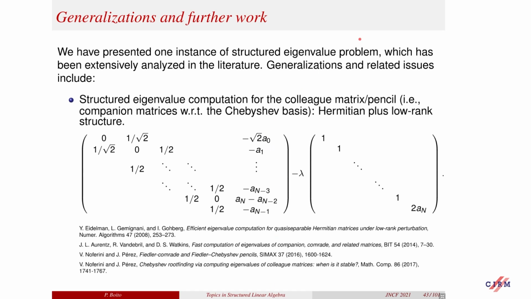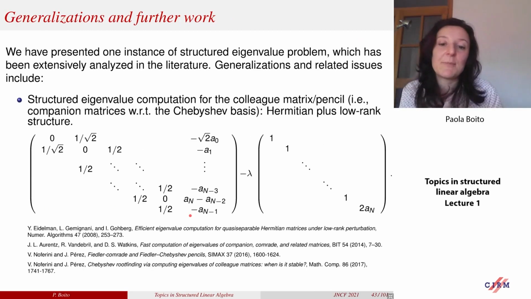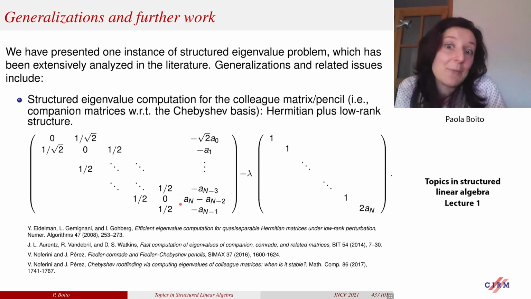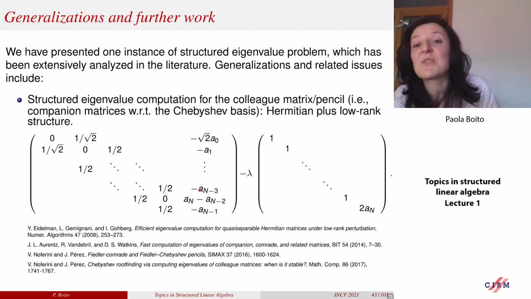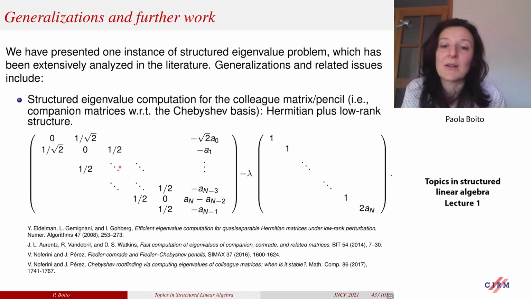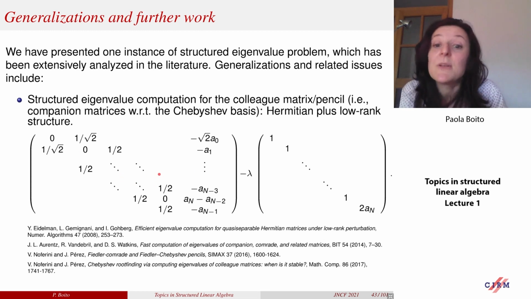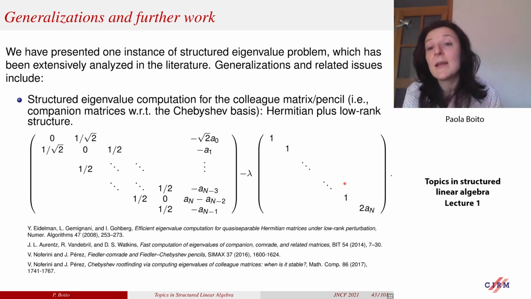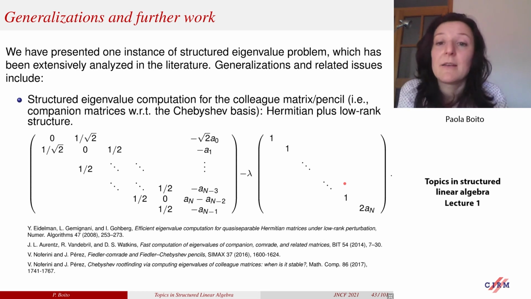Another possible generalization includes changing the basis of the polynomial. So let's not use monomials, but let's use something else, for instance, Chebyshev. In other bases, we have other forms of companion matrices that still retain some kind of structure. So, for instance, in the Chebyshev case, we have this almost Hermitian plus rank 1 structure that can be exploited in a similar way to what we have seen.